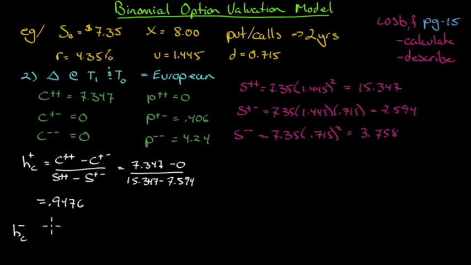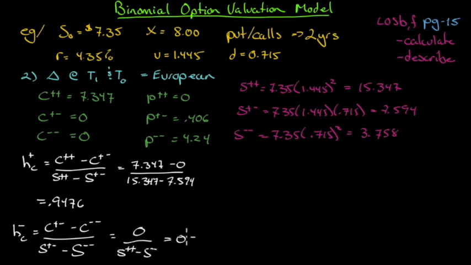H minus C, the hedge ratio at the bottom part of the tree. C plus minus minus C minus minus over S plus minus minus S minus minus gives us 0, because these are both 0. I'm not even going to write out the numbers, because it's 0 anyways, equals 0. There we go. Now we can calculate the hedge ratio plus for the put in that situation, which we know is P plus plus minus P plus minus over S plus plus minus S plus minus.